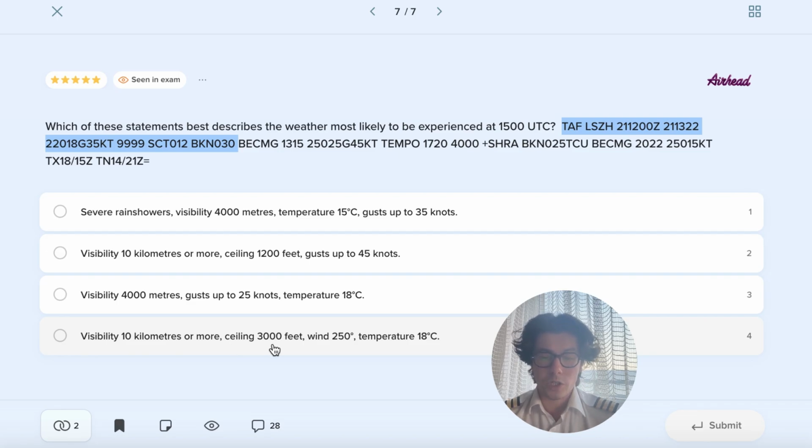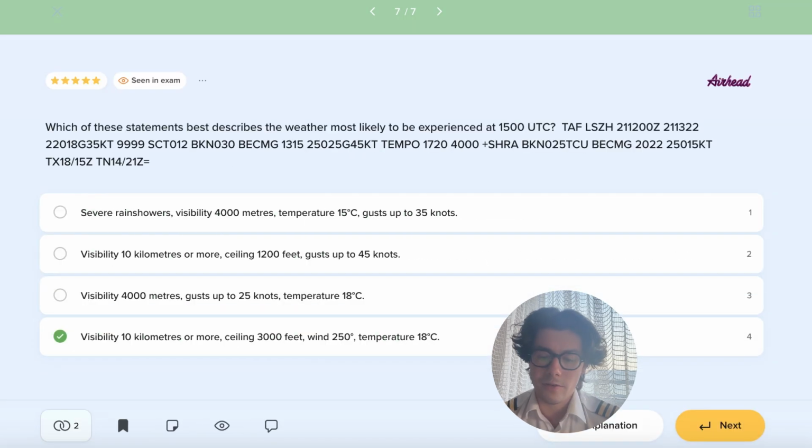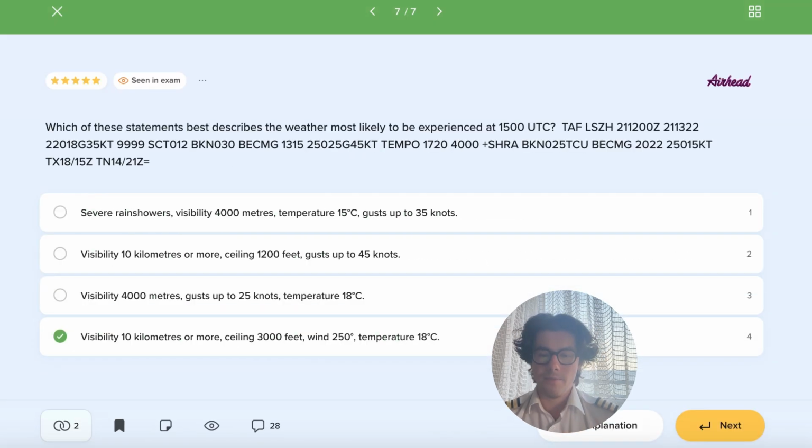Ceiling, which is broken or overcast: we have broken at 3,000 feet. Wind: we have 250 degrees, which is true. It's right here because there is a becoming from 13 to 15. That means that at the end of this time period, the weather will permanently change to this from the initial one, making all of the elements from this answer right, so the answer is Delta, the fourth answer, correct.